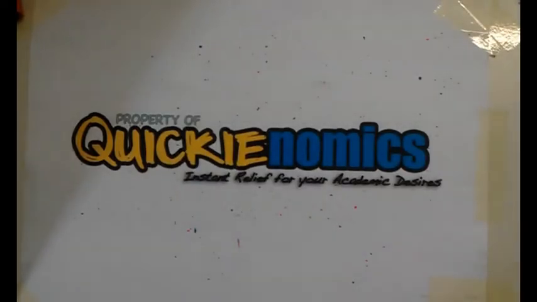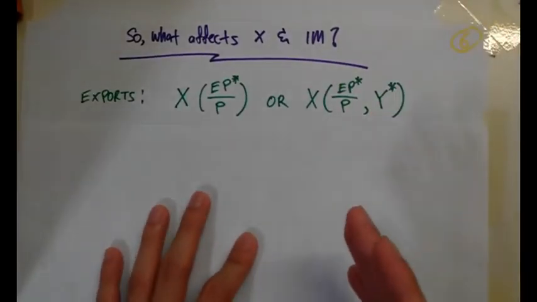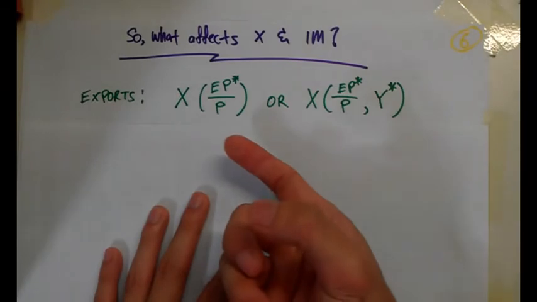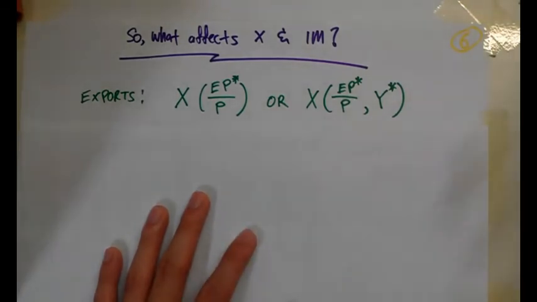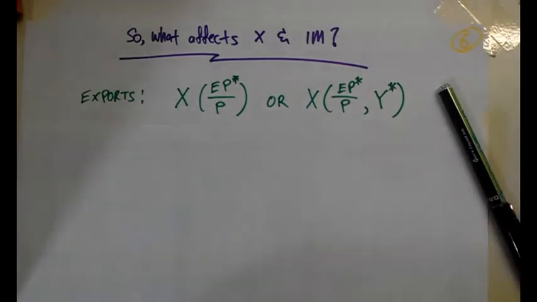So what affects exports and imports specifically? Exports are affected by the real exchange rate, like we have discussed just now, and it is also affected by the income of the foreign country, because if the foreign country is richer, they will want to buy more stuff from us.